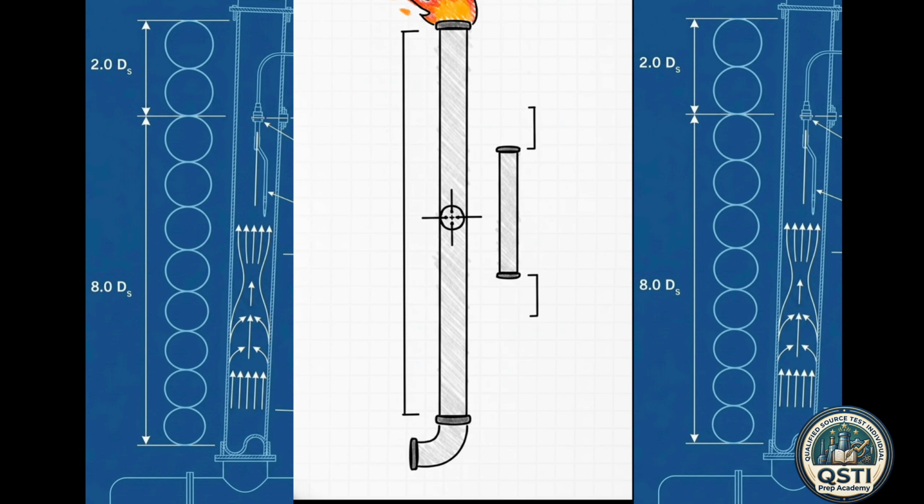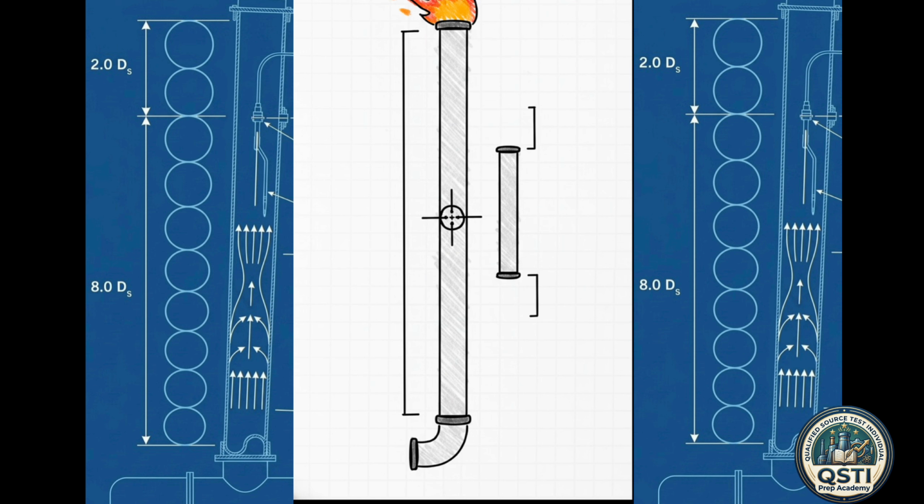So, the golden rule you absolutely need to know is the 8 and 2 rule. For an ideal measurement site, you've got to be at least 8 duct diameters downstream from any kind of flow disturbance. Think a bend, an expansion, maybe a visible flame, and 2 diameters upstream from the next disturbance.